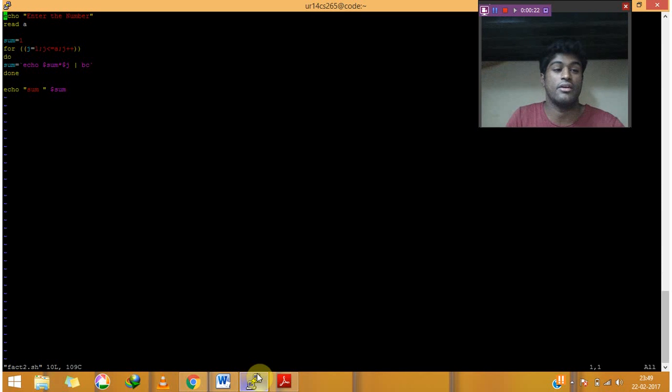first I took the input of a number n, and then I opened a loop: for j equal to 1, j less than or equal to n, j plus plus, and sum equals sum into j. So I was just multiplying sum by 1, 2, 3, 4, 5, 6 until I get to the number. In the end I'll just print the sum over here, echo $sum.